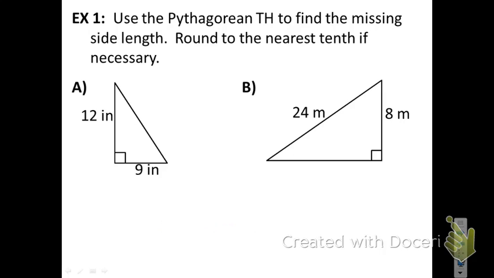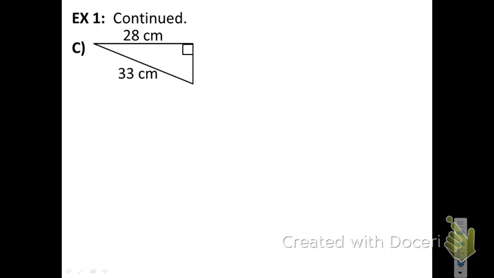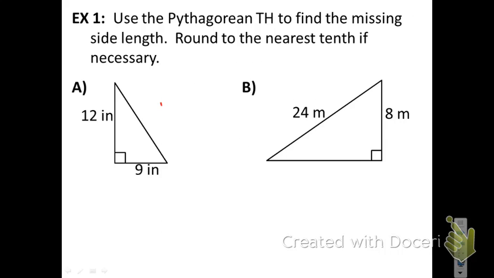Right, so this one says, use the Pythagorean theorem to find the missing side length, round to the nearest tenth if necessary. What you want to identify first is which one are we missing? On A, what side are we missing? A, B, or C? C. And how do we know that that is C? It's the longest one. So we said this is C, right? So how am I going to set up my equation?